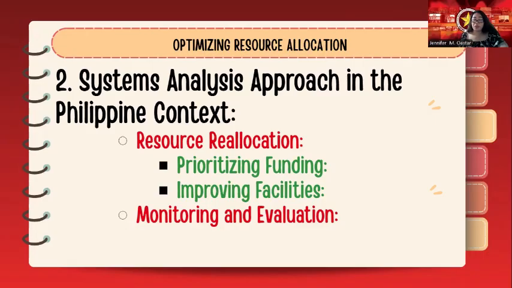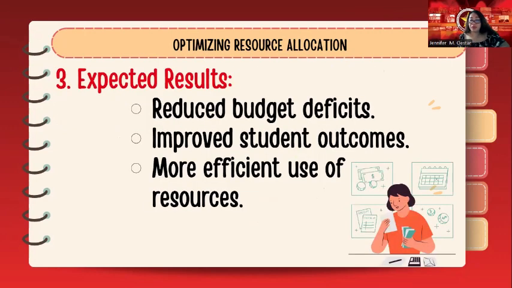So the decision making is always which would directly benefit or have a significant impact on student outcomes whenever we reallocate funding. Expected results would include reduced budget deficits, improved student outcomes since they are prioritized, and more efficient use of resources since we develop a plan or a systemic strategy on how to reallocate.